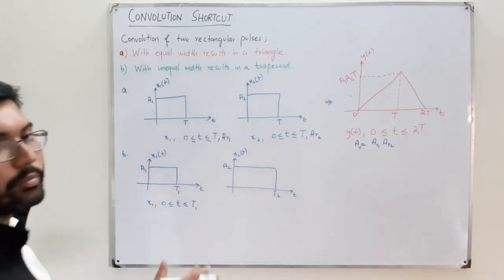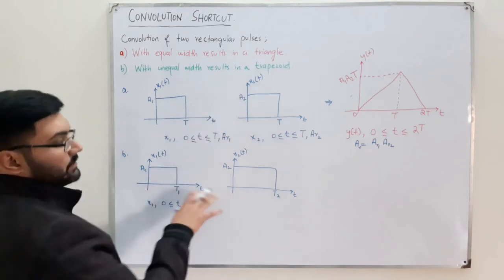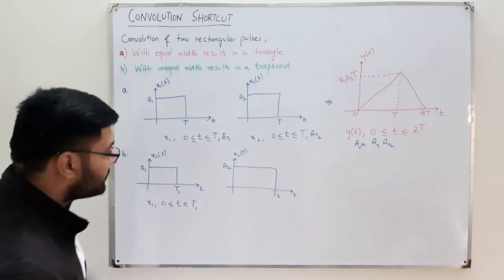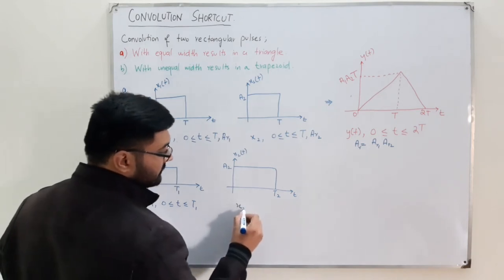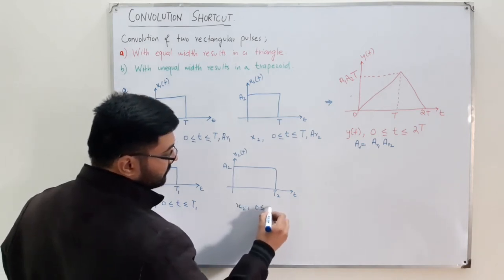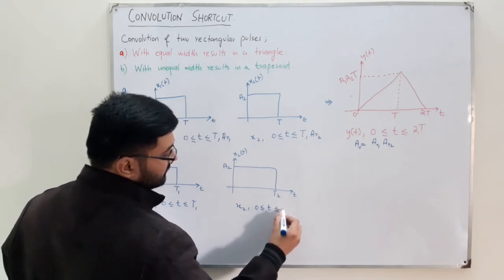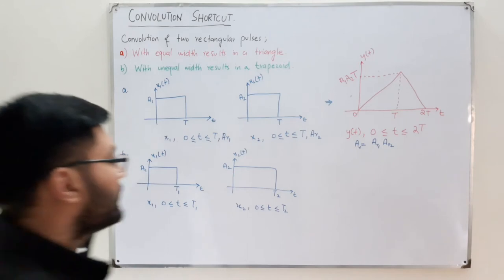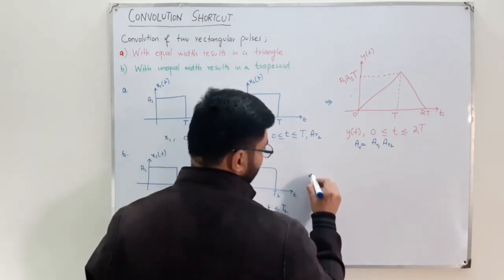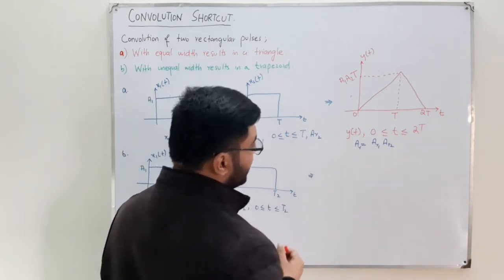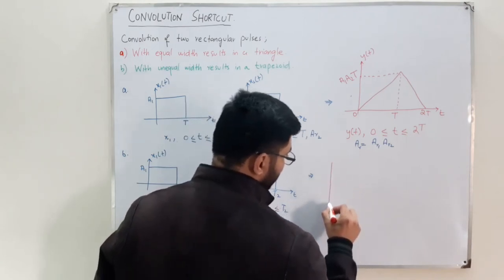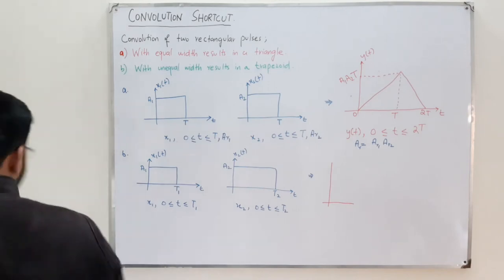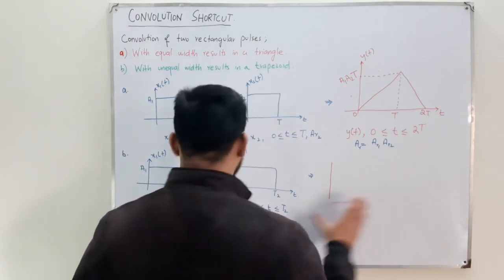The amplitudes could be different in both cases, but in the previous case the width was the same. Over here, the width is different. X2 is non-zero from 0 till T2. Now, how would the product be in this particular case? The product over here, that is our y of t, I have mentioned with the green color, so I would mention the product also with the green color.